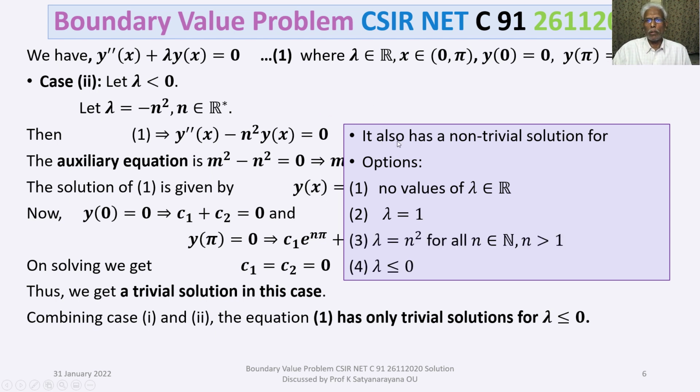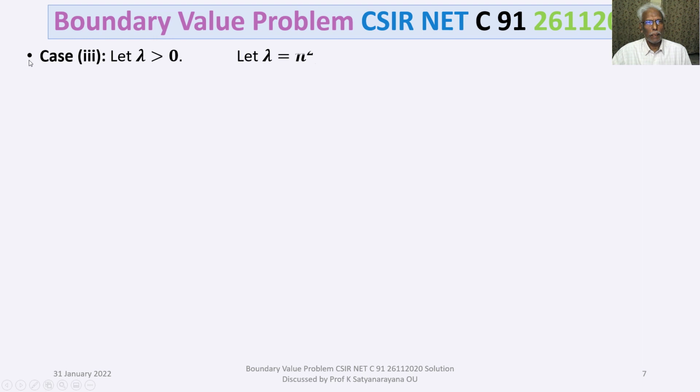The two-point boundary value problem has a non-trivial solution for option 4, which says lambda less than or equal to 0. It says when lambda is less than or equal to 0, it has non-trivial solutions, but we have seen it has only trivial solutions. Therefore, option 4 is not true. We continue. Case 3.